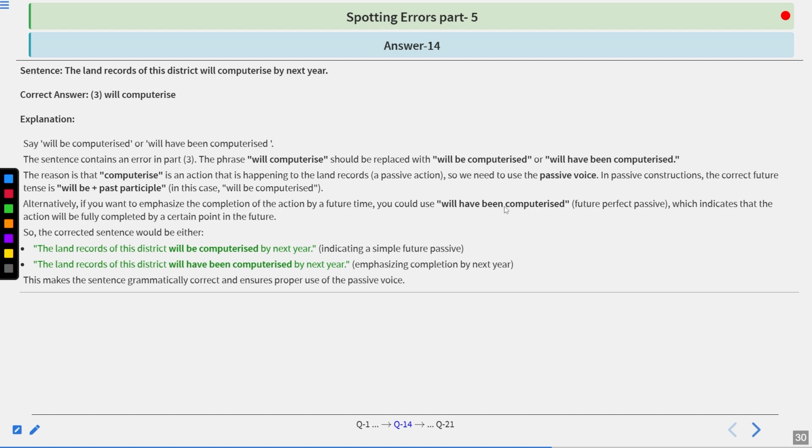So the correct sentence would be either "The land records of the districts will be computerized by next year", indicating a simple future passive, or "The land records of the districts will have been computerized by next year", emphasizing completion by next year. This makes the sentence grammatically correct and ensures proper use of the passive voice. I hope you have understood.